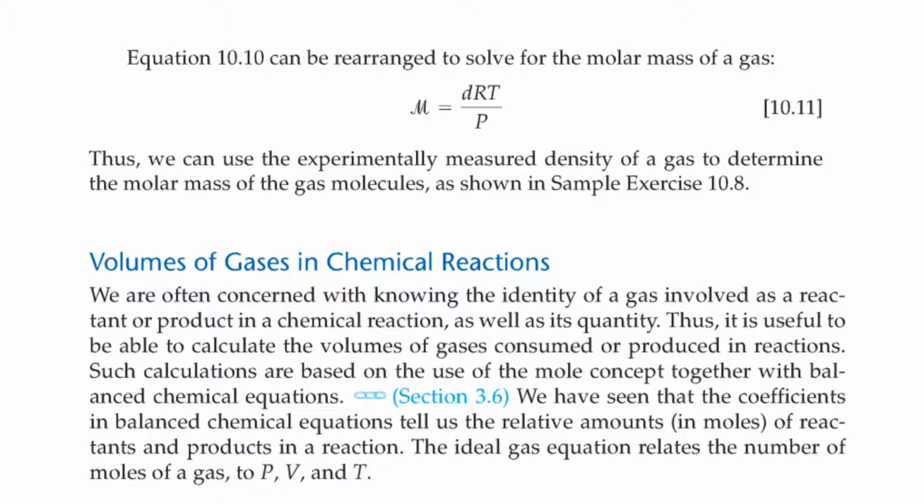We're often concerned with knowing the identity of a gas involved as a reactant or product in a chemical reaction, as well as its quantity. Thus, it's useful to be able to calculate the volumes of gases consumed or produced in reactions. Such calculations are based on the use of the mole concept together with balanced chemical equations. We've seen that the coefficients in balanced chemical equations tell us the relative amounts in moles of reactants and products in a reaction. The ideal gas equation relates the number of moles of gas to P, V, and T.